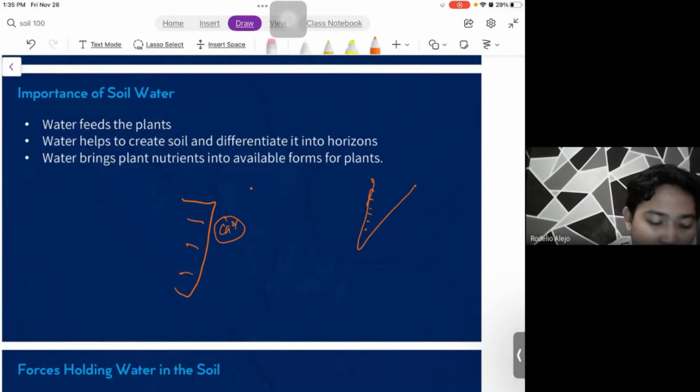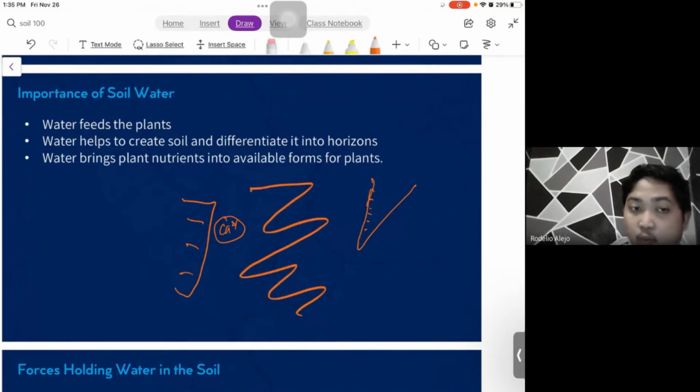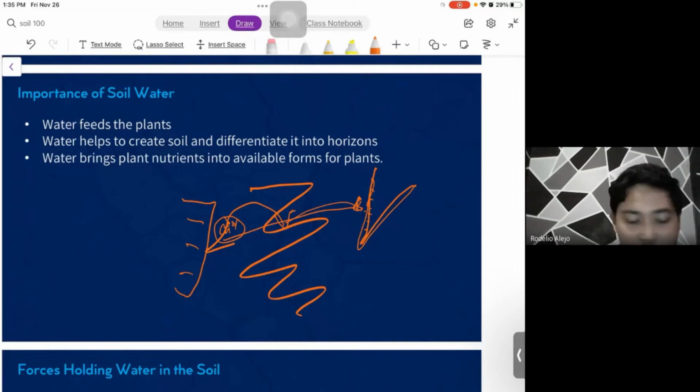Then ito yung space between, that is where the soil solution is located, or yung dissolved nutrients natin. Pag yung calcium ay napunta diyan sa soil solution, mas madali nang makukuha ng roots yung nutrients. Hindi kinukuha ng plant roots yung nutrients directly from the soil, but in the soil solution. There is a possibility na pwede rin kumuha ng nutrients yung roots directly from the soil kapag wala nang available nutrients dito sa soil solution natin.